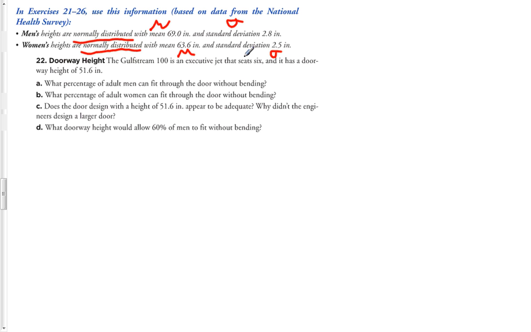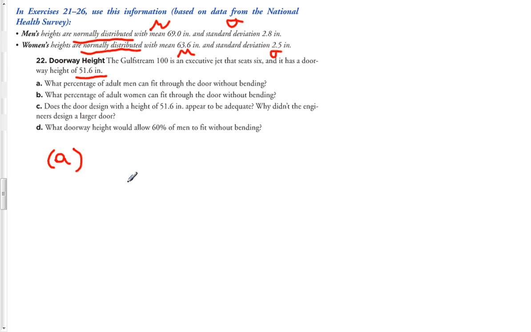It says the Gulfstream 100 is an executive jet that seats 6, and it has a door height of 51.6 inches. Part A says, what percentage of adult men can fit through the door without bending? Well, in order to fit through the door without bending, your height has to be a smaller number than 51.6. Otherwise, if you're taller, you have to bend down at least a little bit in order to fit through the doorway.